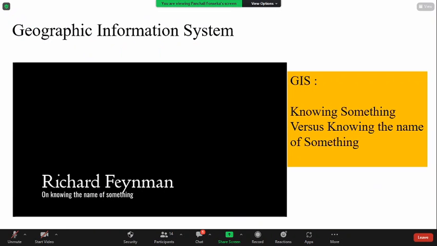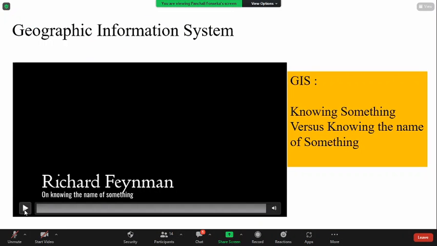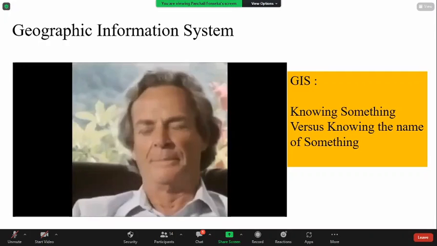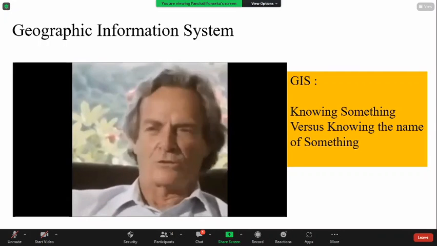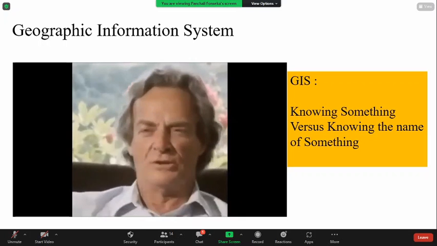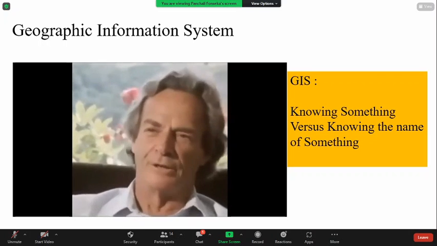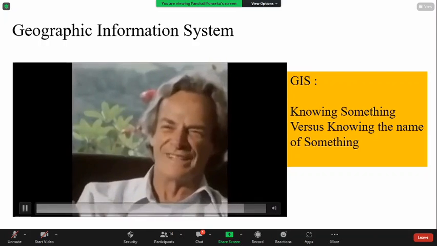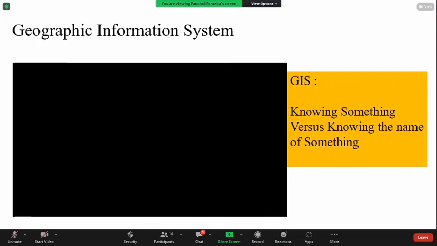So let me play a video first. It's really applicable to GIS. So using GIS means you're not just making maps. You're trying to gather information, trying your best to gather information about something, and you're going to solve the problem. So that's why GIS is very powerful.